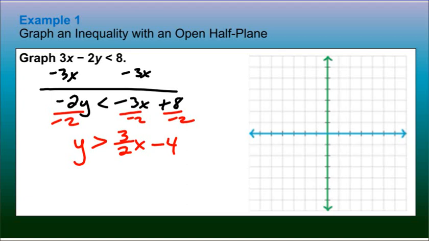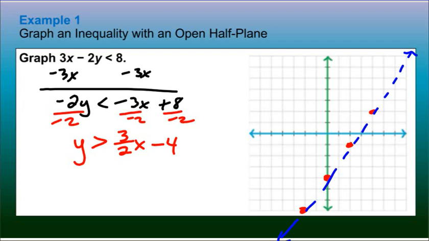My coordinate plane is going to count by 1s. So I go to negative 4, my y-intercept, put a point there, and my slope is a positive 3/2. If I go up 3 and to the right 2, here's my point. Or I could go down 3, 1, 2, 3, to the left 2, 1, 2. And you can see where my line is. Because I have a greater than sign, my line is going to be dashed. And now I have to think, it has to be greater than that line.